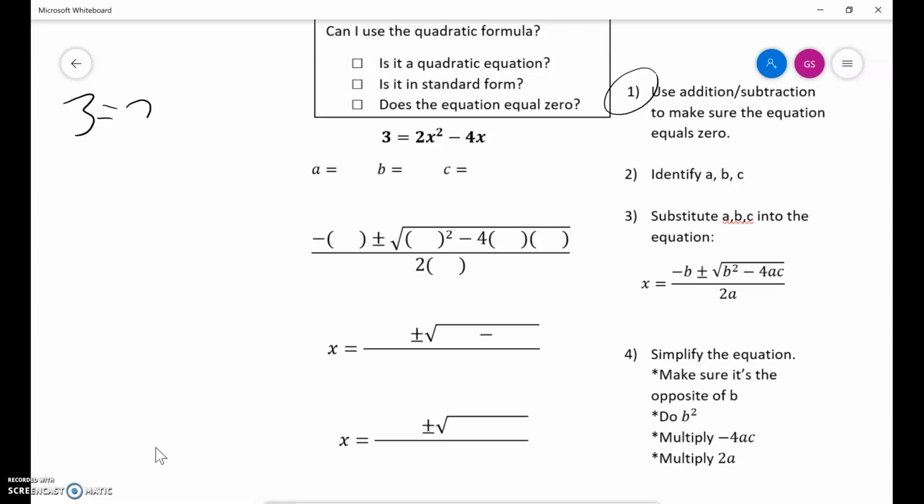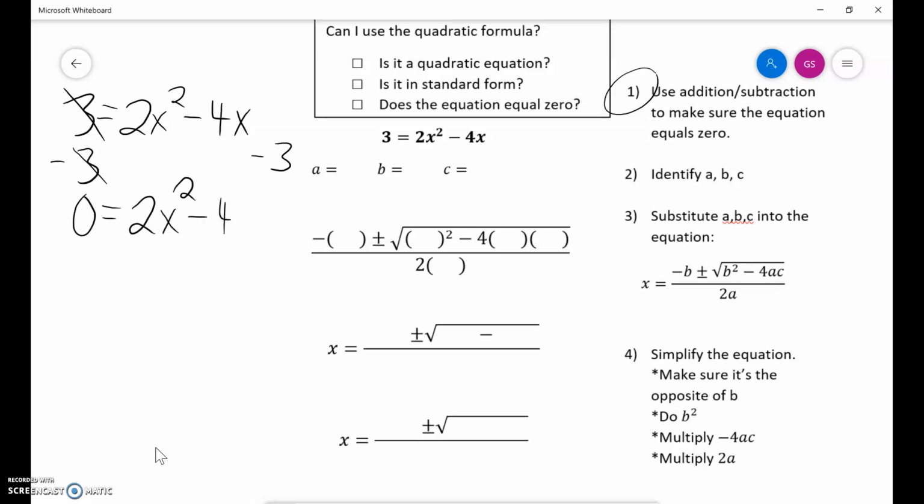So 3 equals 2x squared minus 4x, right? So I'm going to use addition or subtraction to make sure this thing equals 0. So I'm going to subtract 3 from this side. Now, I can't subtract 3 from here because 3 and 2x squared aren't like terms. I can't subtract 3 from here because 3 and negative 4x aren't like terms. So I'm just going to tack it on to the end. So 3 take away 3 leaves me with just 0 equals 2x squared minus 4x, just minus 3. So that minus 3 just got put onto the end of this equation.